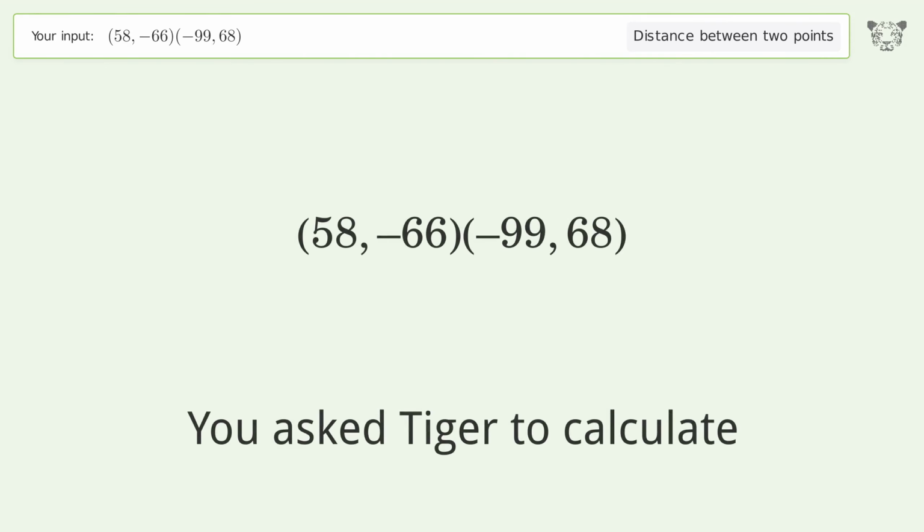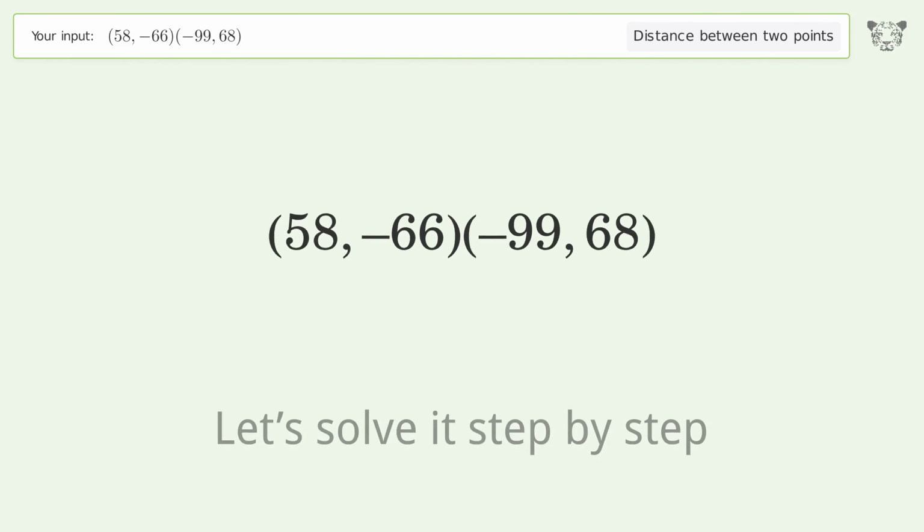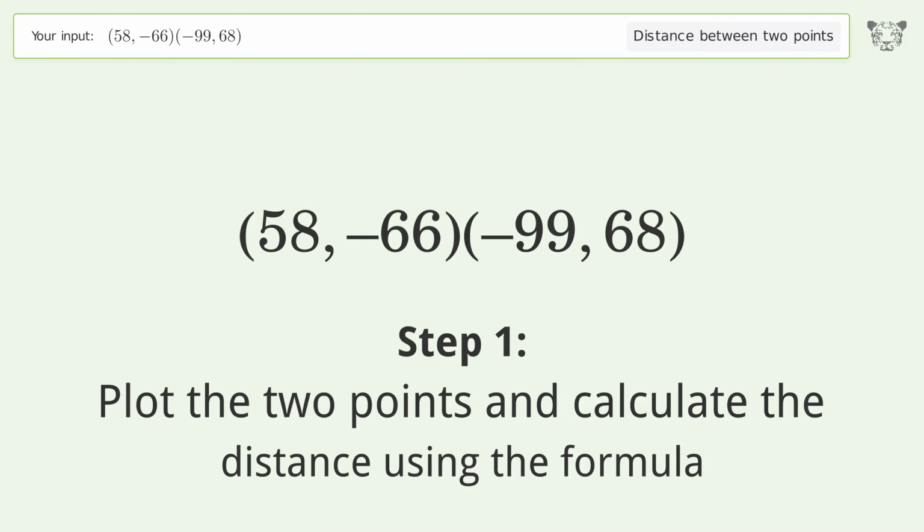You ask Tiger to calculate. This deals with the distance between 2 points. The distance between the 2 points is the square root of 42,605 or 206.41. Let's solve it step by step. Plot the 2 points and calculate the distance using the formula.